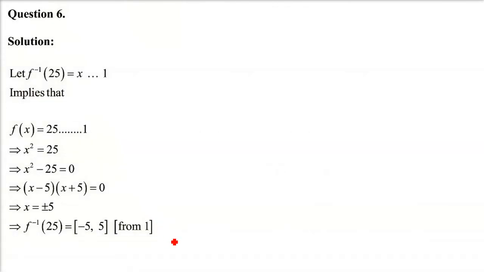Question number 6. 6, 7, 8, 9, all these are similar. 10 also. All the rest are coming. So we have to find f inverse of 25 if f is from R to R defined by f(x) equals x square. So real number to real number. f(x) is equal to x square. We have to find out f inverse of 25.